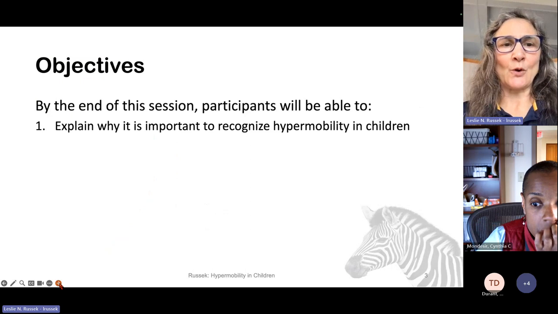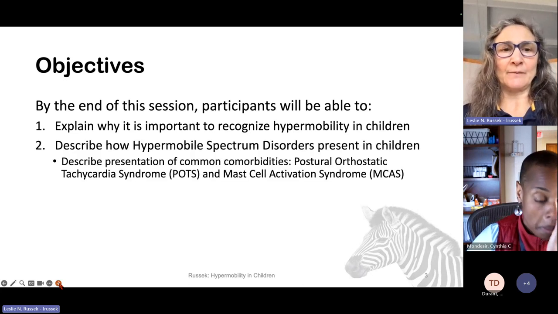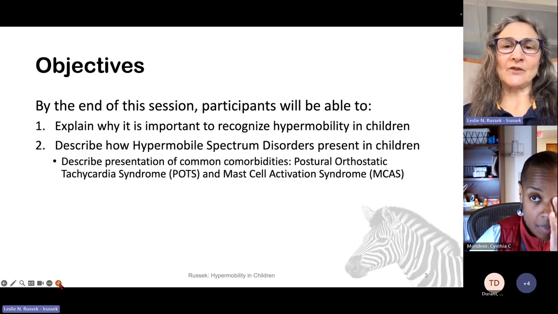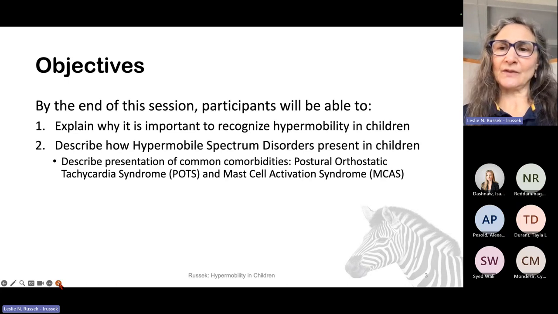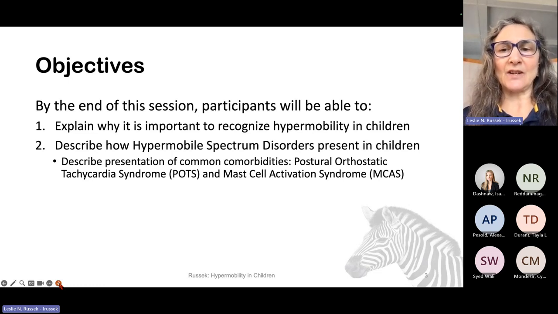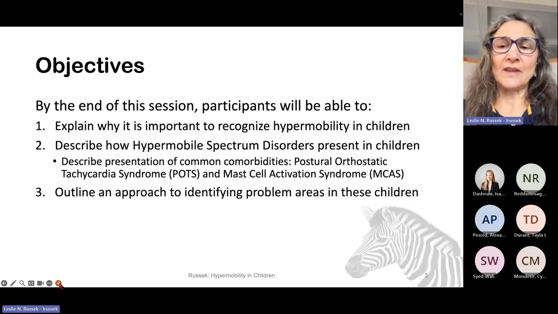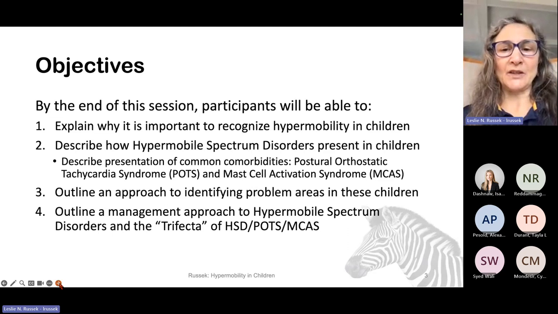The objectives of this session, so hopefully by the end of the hour, you'll be able to explain why it's important to recognize hypermobility in children. You'll be able to describe how hypermobility spectrum disorders, or HSD, presents in children, as well as describe the presentation of the most common comorbidities, postural orthostatic tachycardia syndrome, POTS, and mast cell activation syndrome or disorder, MCAS or MCAD. Be able to outline an approach to identifying the problem areas in these children and outline a management approach to hypermobility and the trifecta of HSD, POTS, and MCAS.